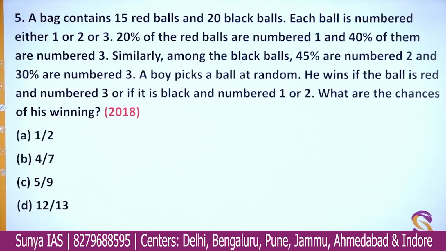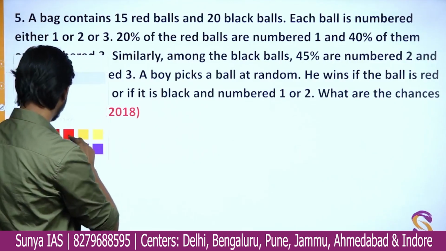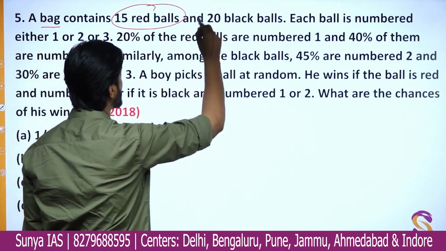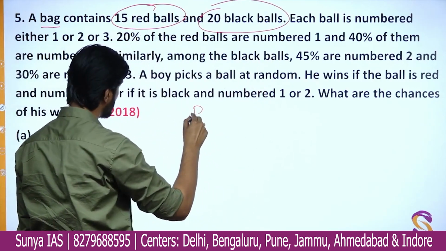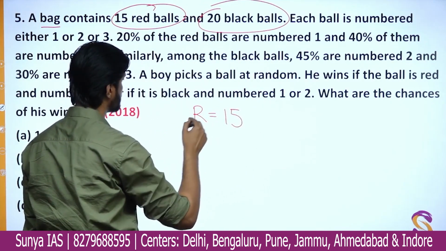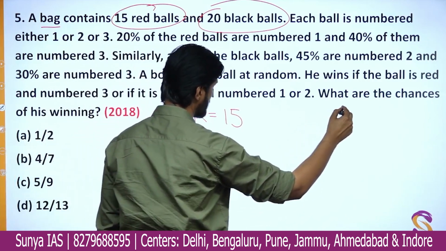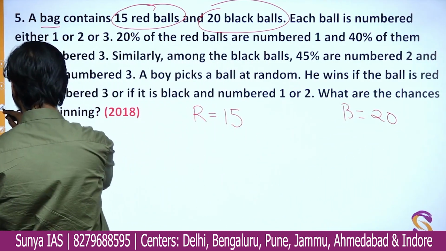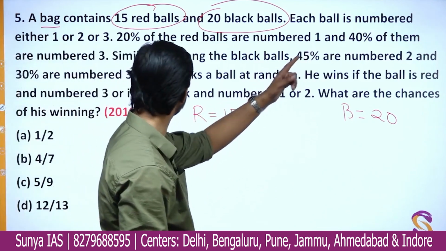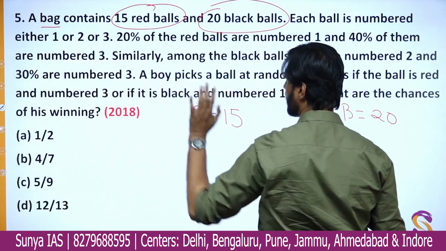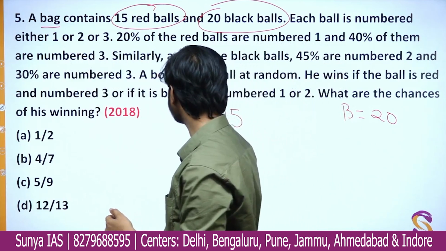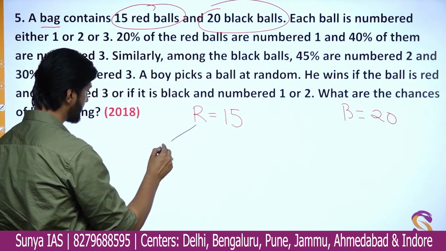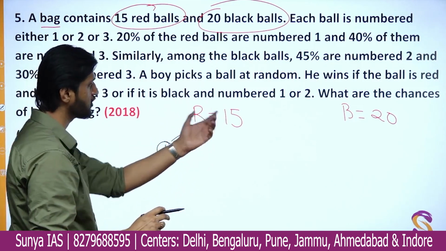Okay. So now we have this question which says a bag contains 15 red balls and 20 black balls. So we have red balls as 15 and black balls as 20. Further the question says each ball is numbered either 1 or 2 or 3. Now it says 20% of the red balls are numbered 1. So we have red balls which are numbered 1, they are 20% of 15.